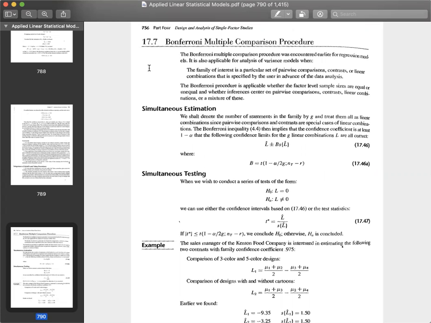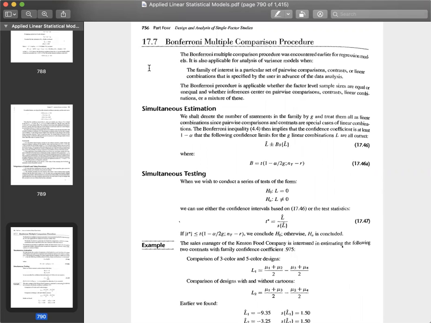The Bonferroni procedure is applicable whether the factor level sample sizes are equal or unequal, and whether inferences center on pairwise comparisons, contrasts, linear combinations, or a mixture of these. The estimation. We shall denote the number of statements in the family by G and treat them all as linear combinations, since pairwise comparisons and contrasts are special cases of linear combinations.